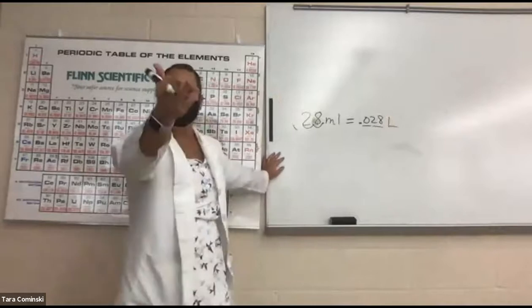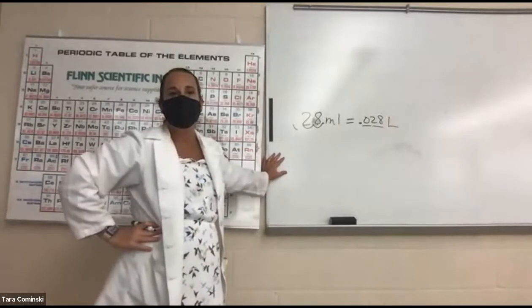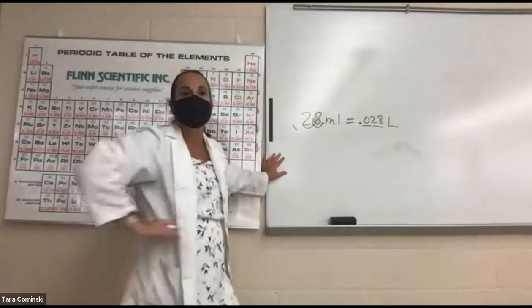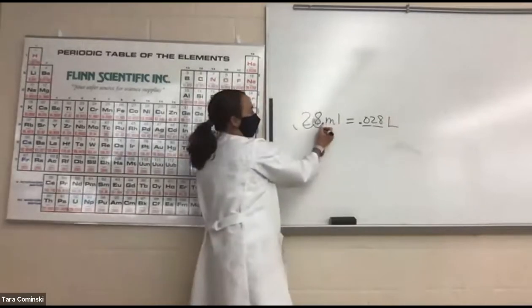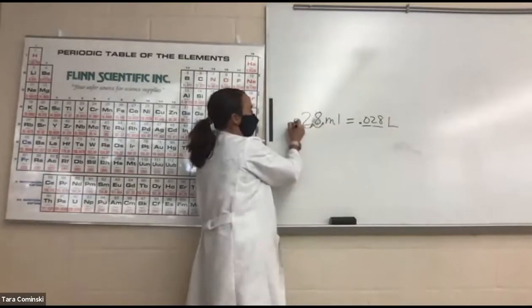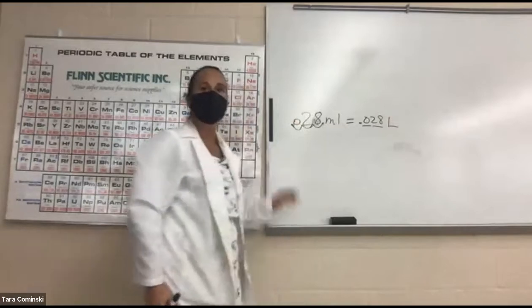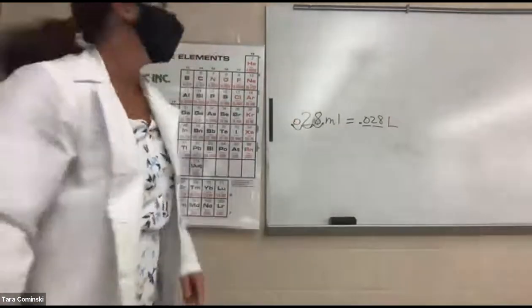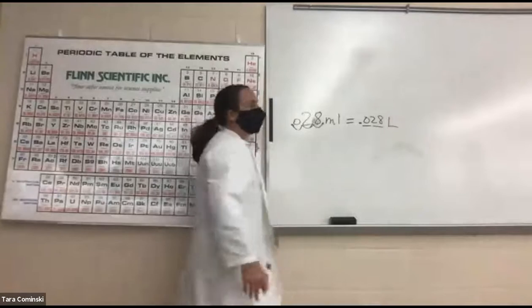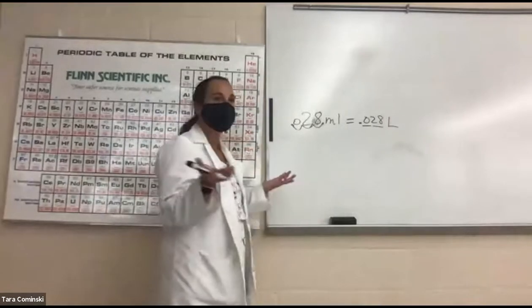So what do we end up with for our answer? 0.028, right? Because you have to go 3. Your decimal place was here, 1, 2, and then you have to add another 0 there. Oh, 3, okay. You got that? Erica, you got that? Yes, ma'am.